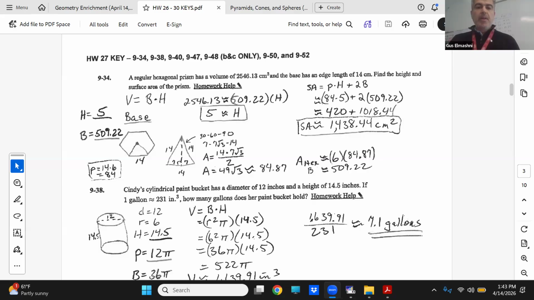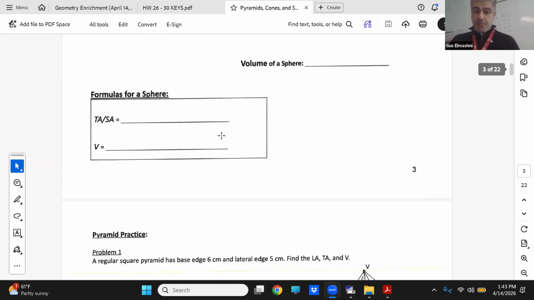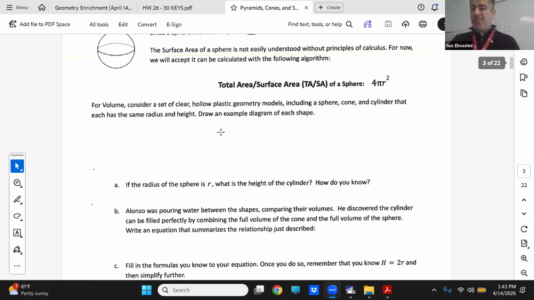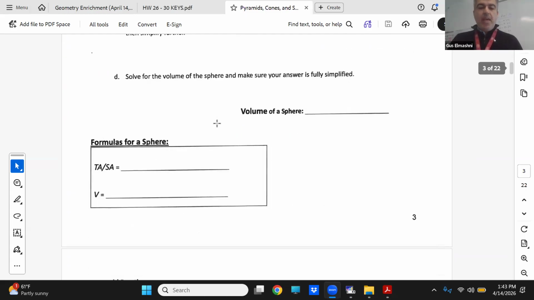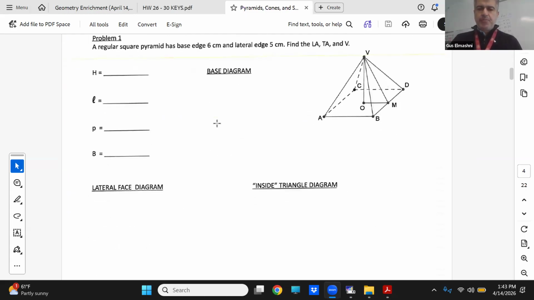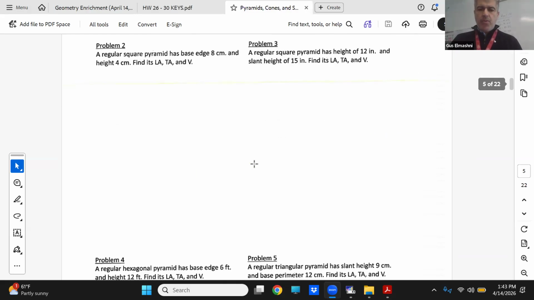Okay, so let's move on to pyramids and cones and spheres. Our plan for today, when we finish talking about spheres, because I didn't quite finish that last time. I did actually get to most of it with the E period, but I'll do it with you guys here. And then we're gonna do, I think, problems one, two, and three.